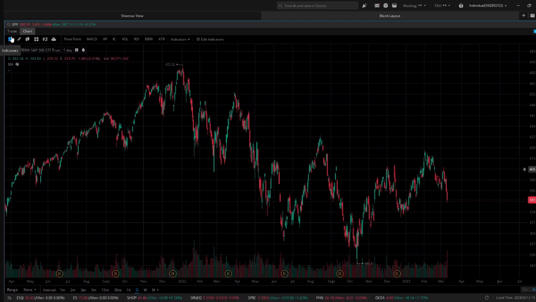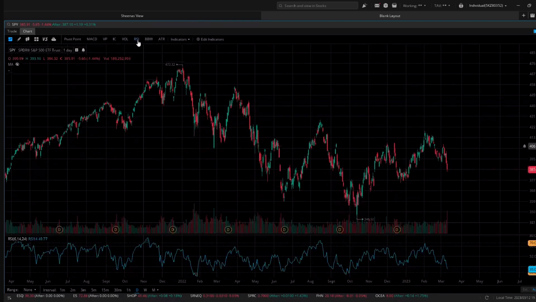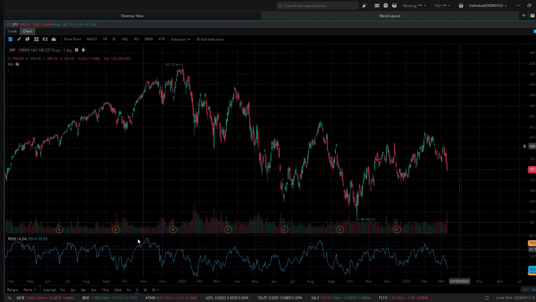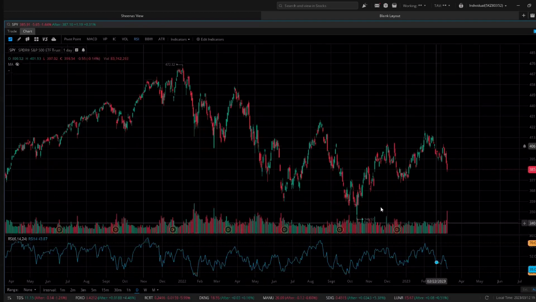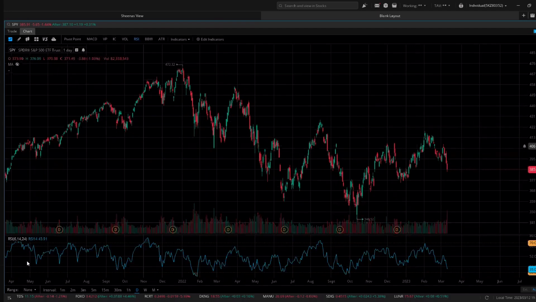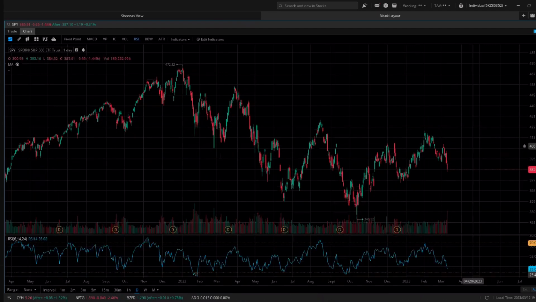So we're under the indicators tab right here. We're going to go ahead and click on RSI, and as you can see, the RSI indicator pops up underneath the chart, underneath the volume and everything here. So we've got our candlesticks, we have our volume, and then this is the RSI indicator.